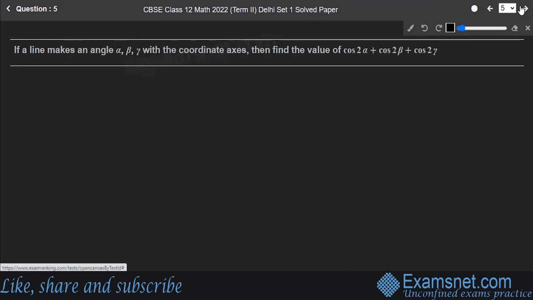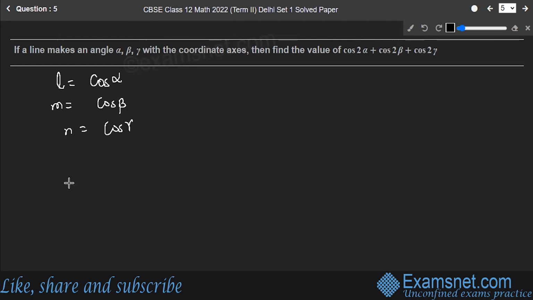Next is question number 5. If a line makes an angle of alpha, beta and gamma with the coordinate axes, then find out the value of cos 2 alpha plus cos 2 beta plus cos 2 gamma. Fine. So these are the direction cosines. Let's say L is equal to cos alpha, M is equal to cos beta, and N is equal to cos gamma.